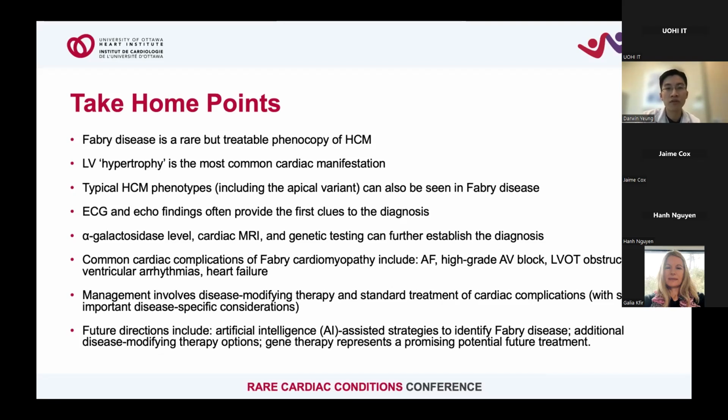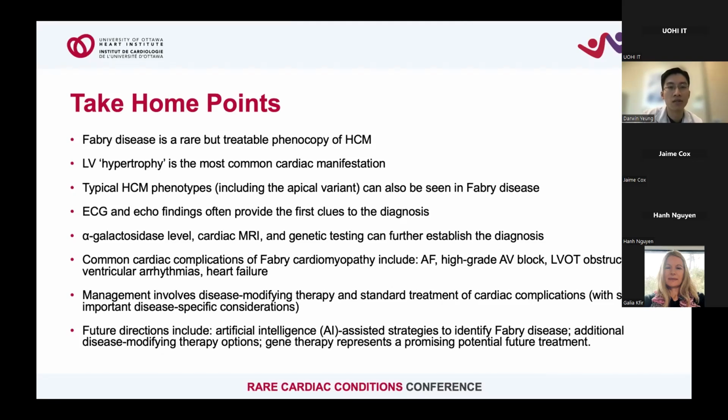The management involves a two-pronged approach, with institution of both disease-modifying therapy in the form of enzyme replacement therapy or chaperone therapy, and standard treatment for cardiac complications similar to the non-Fabry population, but with some important disease-specific considerations that we previously discussed.